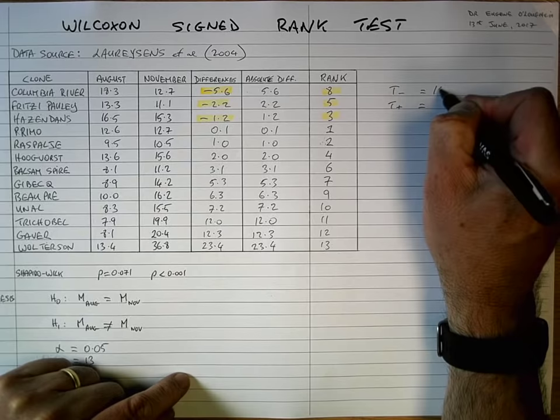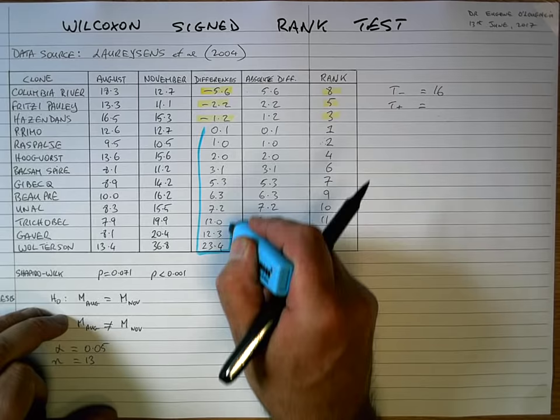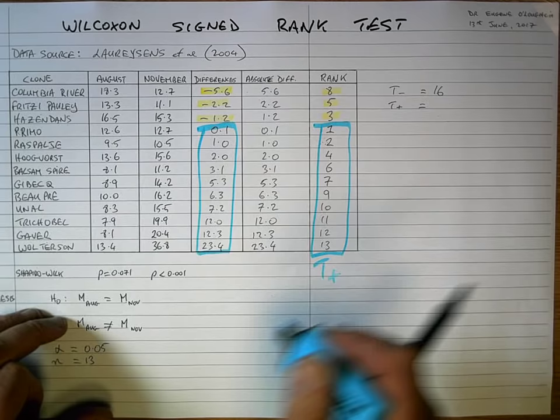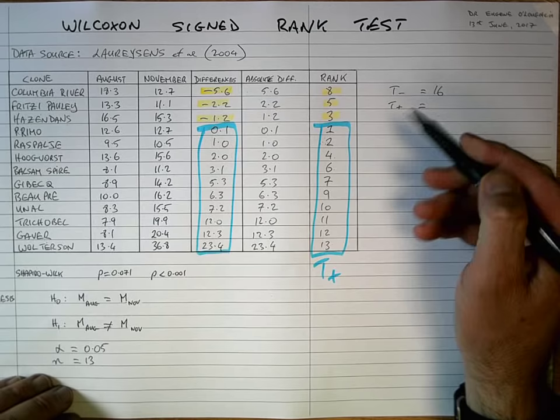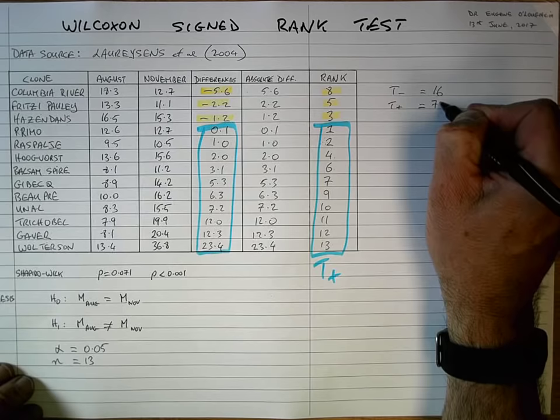And then I'm going to do the same for all the positive values. So they're all conveniently here for me. So these are all the positive differences, and these are all the positive ranks. This is going to give me my T plus, all the positive ranks. So when I sum up all these values here, 1, 2, 4, plus 6, plus 7, and so on, I'm going to get a T plus value of 75.